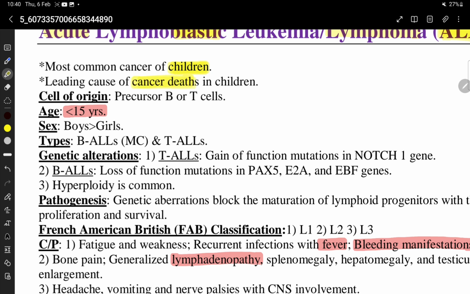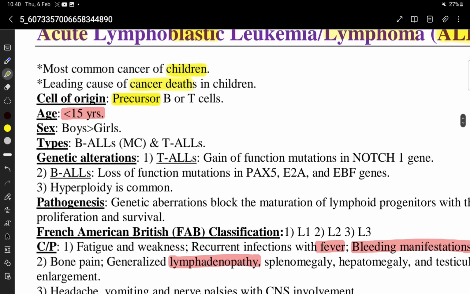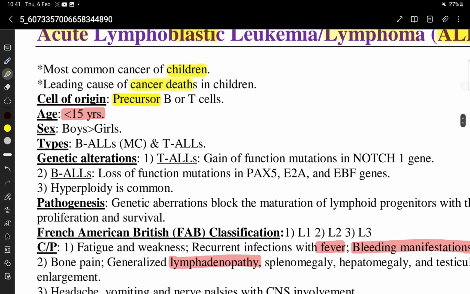The cell of origin is the precursor B or T cell. Age of ALL is less than 15 years, that is in children. Sex: boys are more affected than girls.